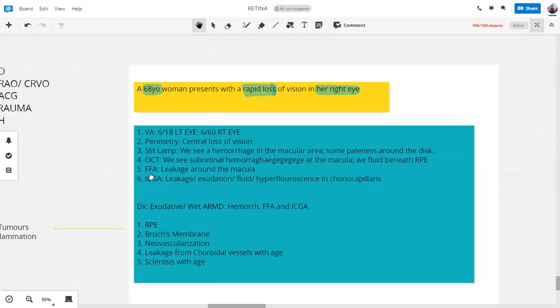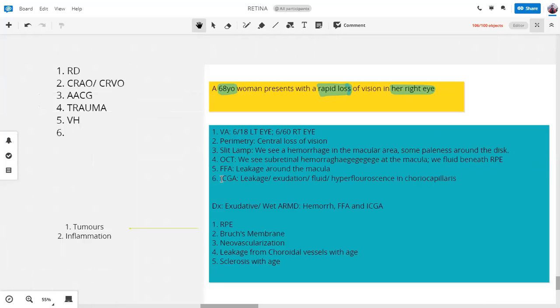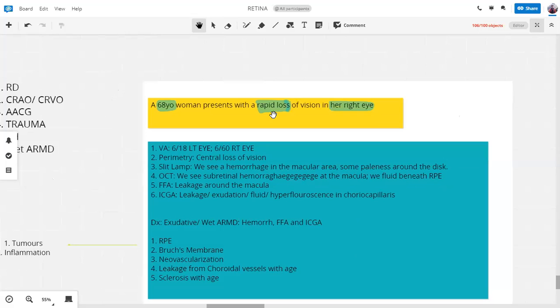An important investigation which we have to remember in this case is indocyanine green angiography. It is used to visualize the choroidal vessels. It better visualizes the choroidal vessels, and this is an important takeaway point. Now, here in sudden loss of vision we have added one more thing, wet ARMD. You have to remember some of these things. We will add to this list when we do the rest of the details.